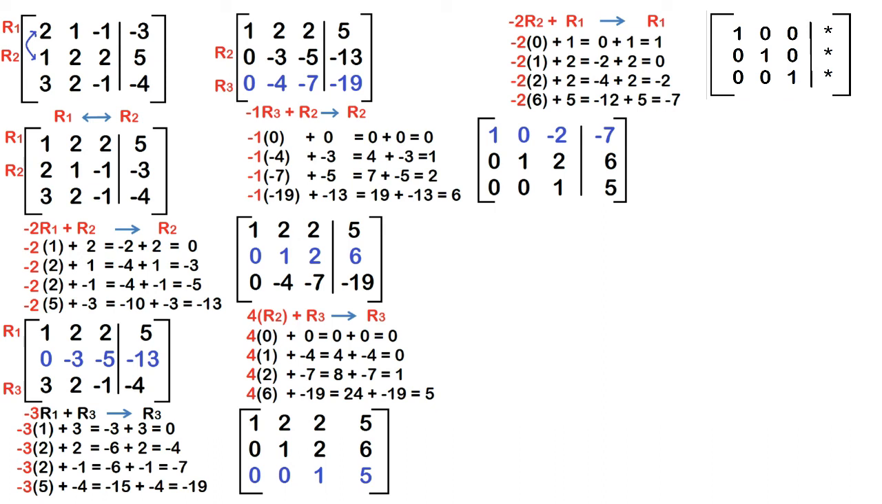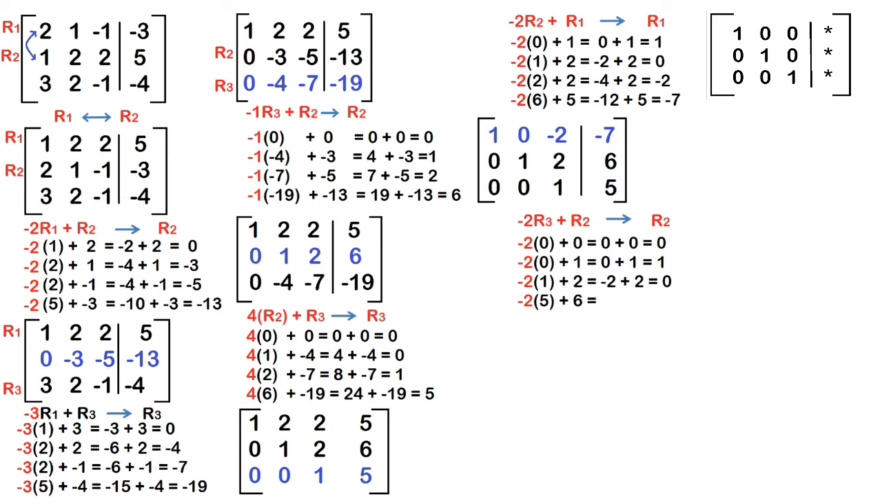Since column 3, row 3 is already 1, let's make 2 equal to 0. -2 times row 3 plus row 2 to replace row 2. -2 times the numbers in row 3 plus the numbers in row 2 is equal to 0 plus 0 equals 0, 0 plus 1 equals 1, -2 plus 2 equals 0, -10 plus 6 equals -4. Replace row 2, copy row 1 and row 3.